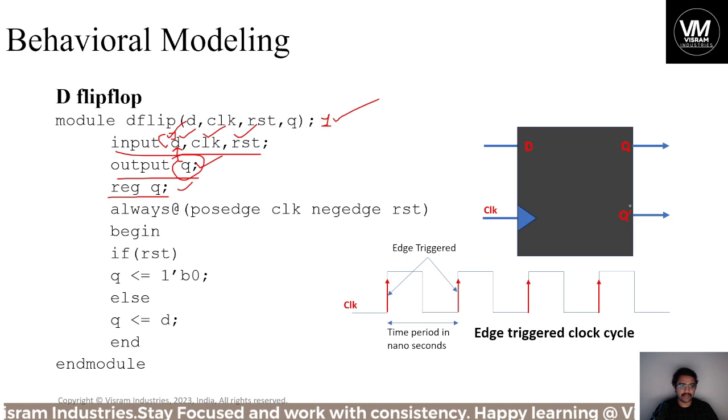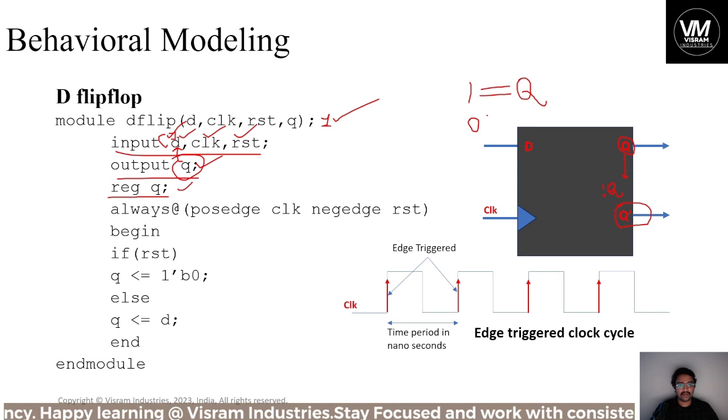What about Q bar? Why didn't we declare it as another output? It's nothing but if you have one output and if you negate it, Q bar is nothing but not Q, right? If Q is equal to 1, what is Q bar? It is 0. And if Q is equal to 0, Q bar is equal to 1. How are we getting Q bar?